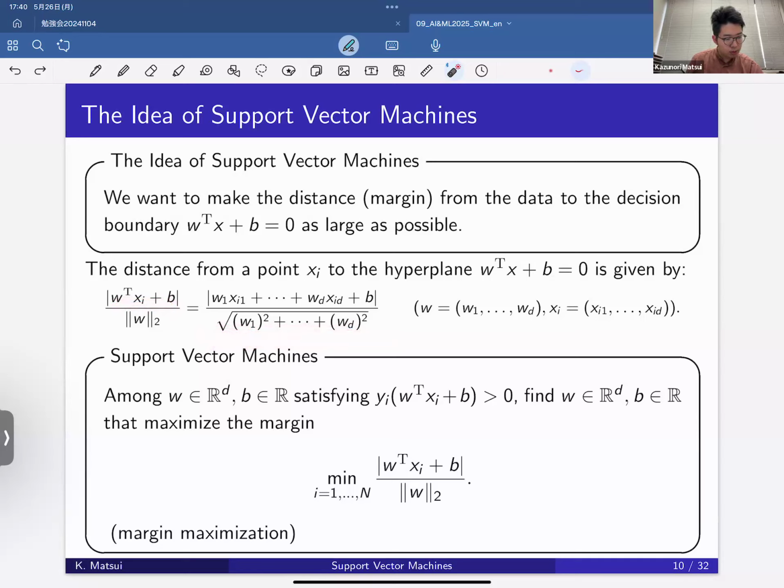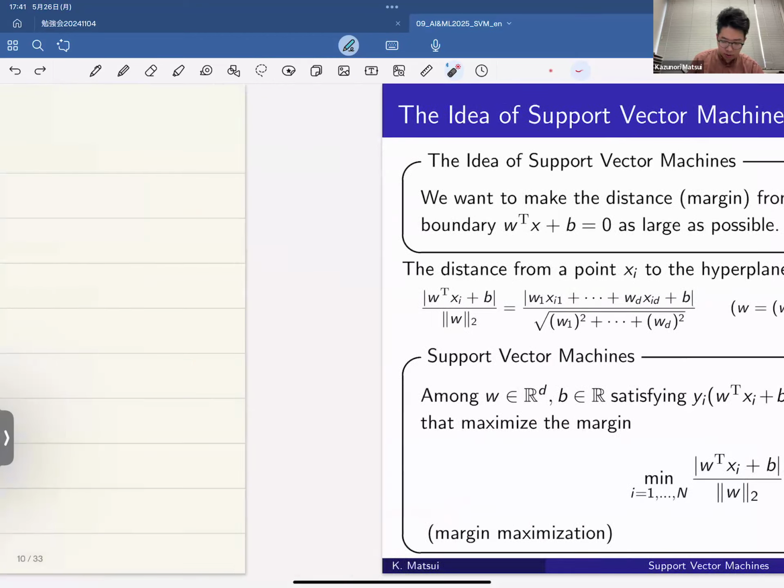So support vector machines find w and b that satisfy this for all yi. That is, if such w and b exist, it means linearly separable. There are various ways to choose such w and b, but among them, support vector machines decide w and b to maximize margin. Since we want to make the margin as large as possible, this is called margin maximization.